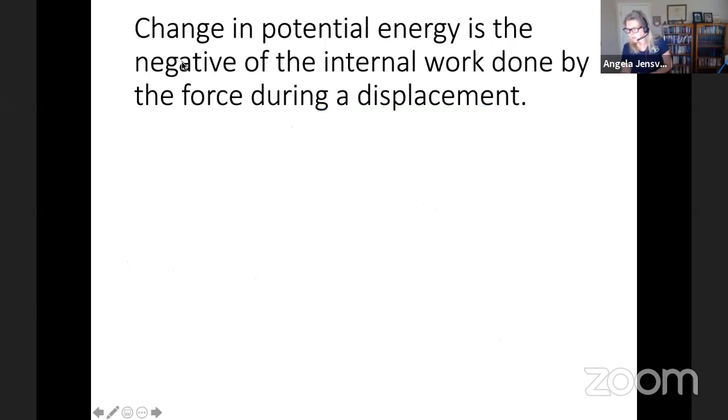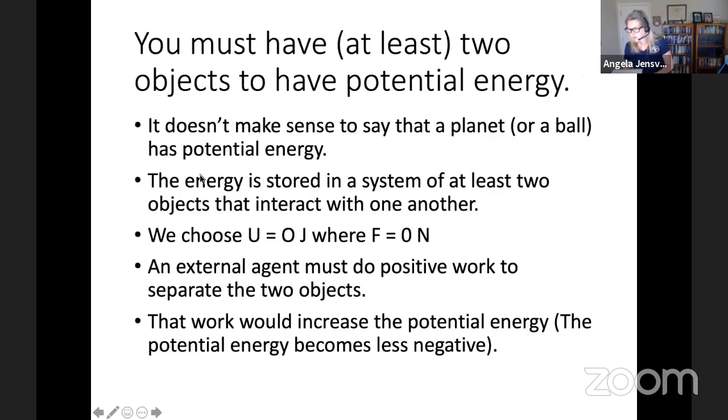Let's just say it one more time. For gravitational potential energy, you need to have at least two objects. It doesn't make any sense if you have a ball rolling down a hill, the ball itself can't have potential energy alone. The reason the ball has potential energy is because it's in the Earth's gravitational field. So it's much more appropriate to say the ball-Earth system has potential energy. Yes, so the energy is stored in a system of at least two objects that are interacting with each other.